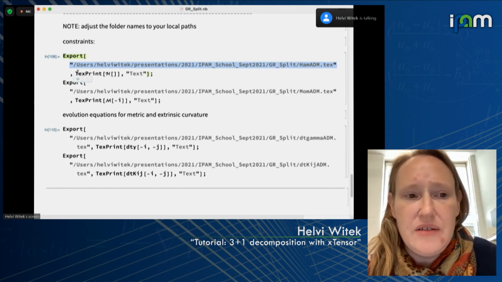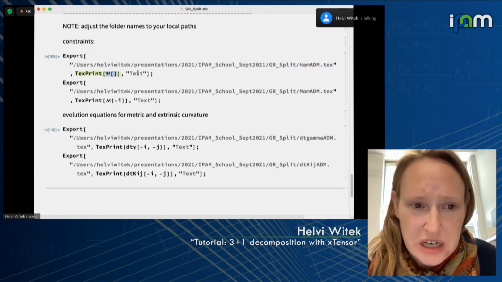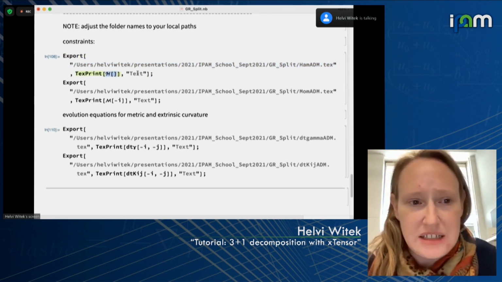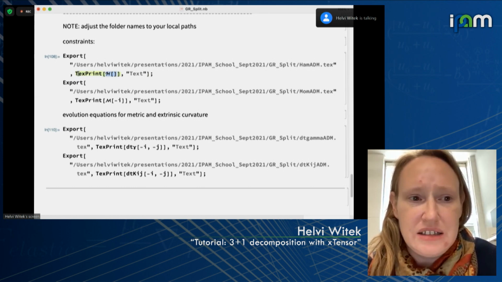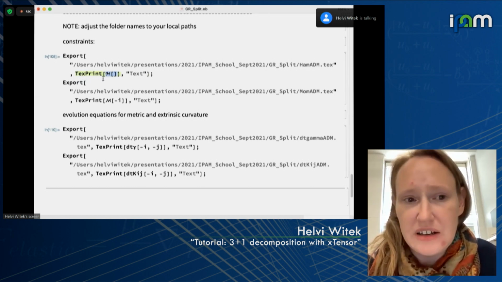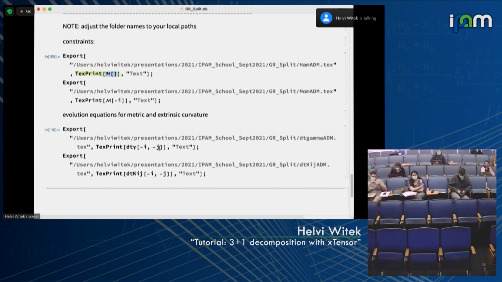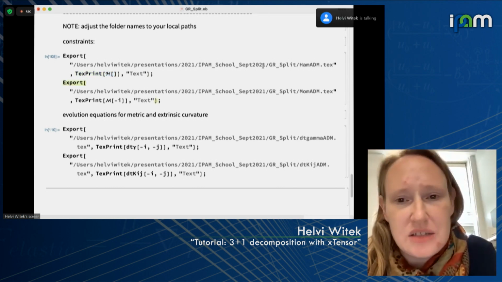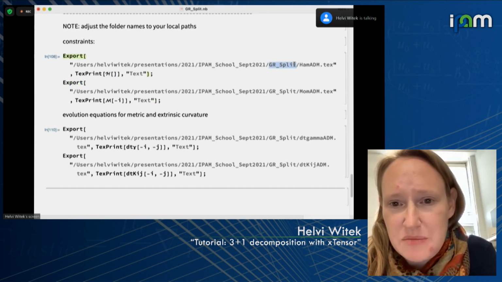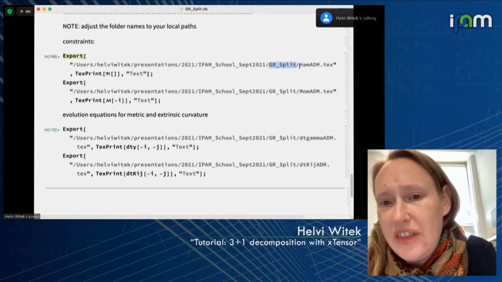Then I have here the quantity that I want to print out as TeX, and I say TeX, print this quantity as text. Sorry, my question. So GRSplit is your notebook, or is it another file? Oh, okay. So this is just my folder. So this GRSplit is actually a folder, and then this is a file name.